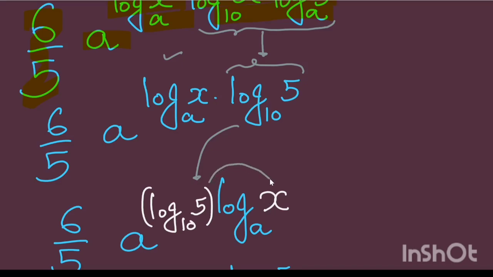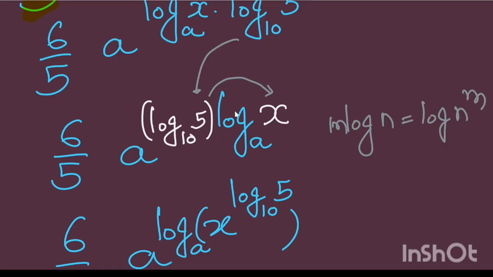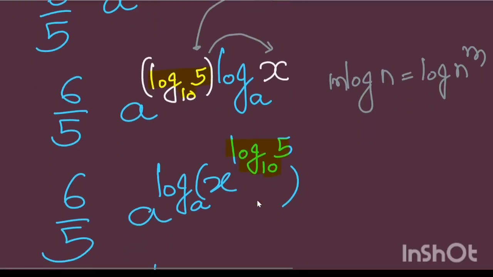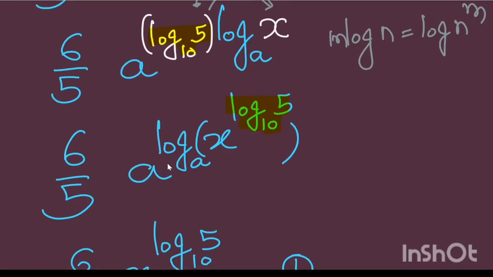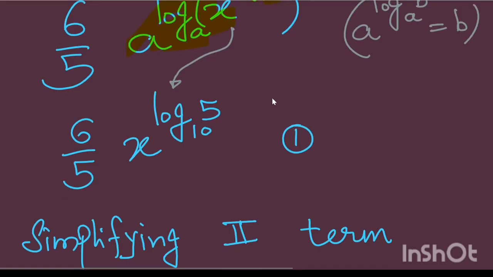Now this term will go in the power of log x base a using the property m log n is log n to the power m. Log 5 base x goes in the power. So this was in multiplication, now it's in the power. The rest of the things are as they are. Now you can directly use another law, a to the power log b base a is equal to b, where b is this whole thing. So we can write it like this: 6 by 5 as it is. Let's say this is the equation; the first term is simplified as 1.